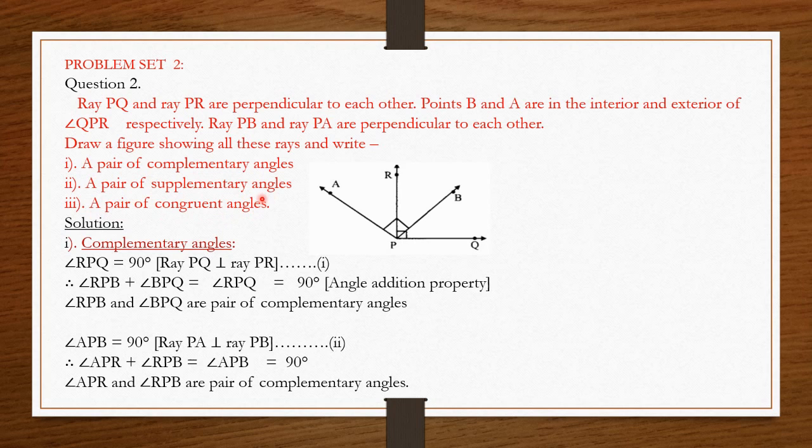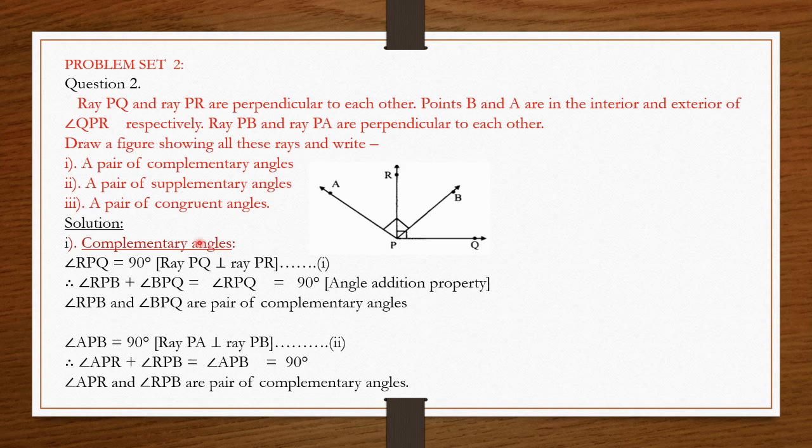First, the information is already given. According to the information, you have to draw the figure and mark the points. Then after, find out which are the pair of complementary angles, and which are the pair of supplementary angles. First I am solving complementary angles. What is meant by complementary angles? The sum of the measures of two angles is 90 degree is called complementary angles.